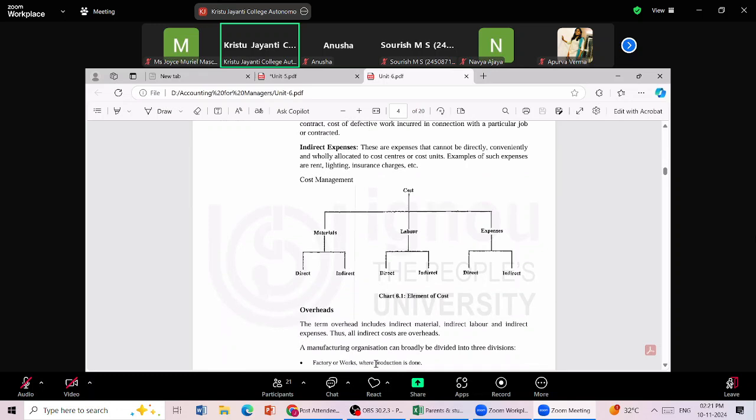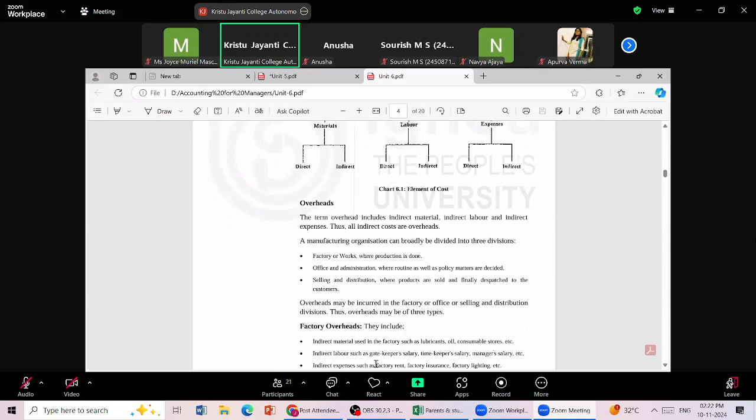So likewise, the cost is classified into three categories: material, labor, and expense. Under all three, there are two categories, direct and indirect. Direct means which is directly supporting the production, and indirect means which is also needed, but is not the direct source for the production. That is what you call indirect.